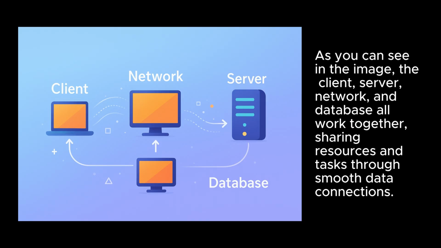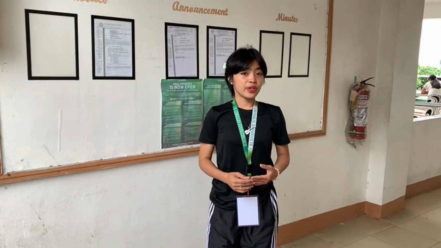As you can see in the image, the client, server, network, and database all work together, sharing resources and tasks through smooth data connections. A distributed operating system is an OS that manages a group of independent computers and makes them appear as a single system. In other words, it allows multiple computers or nodes to share resources, run applications, and complete tasks together efficiently.